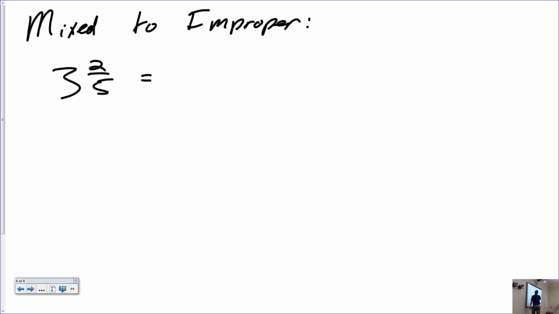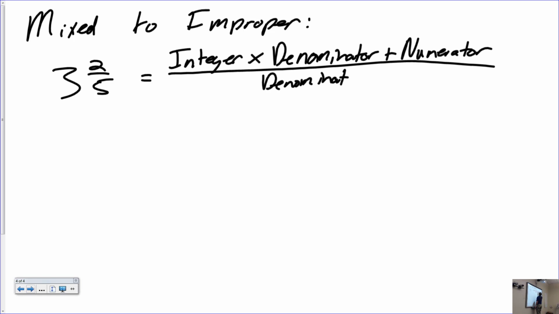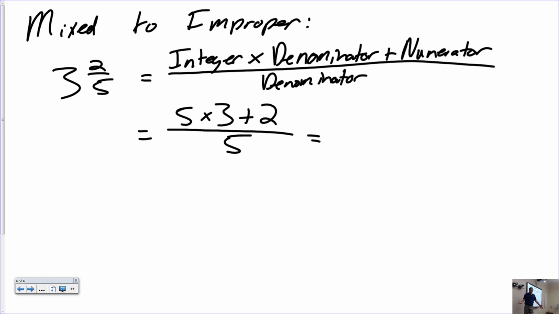5 times 3 plus 2. So it's the integer times the denominator plus the numerator. And just like before, always keep the denominator the same. So using that little algorithm, you guys will tell me, great, this is 5 times 3 plus 2 all over 5. And what is 5 times 3 plus 2? 17. Yay.